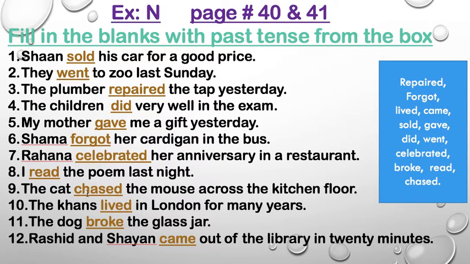Okay. The cat chased the mouse across the kitchen floor. So what is the base form of this verb? Chase. So what are we doing? We are changing it into past tense by adding what? D. Why are we adding only D? Because already E is there in the spelling. The word is ending with E. So here we are just adding D to the base verb. So chased, and it is a regular verb.